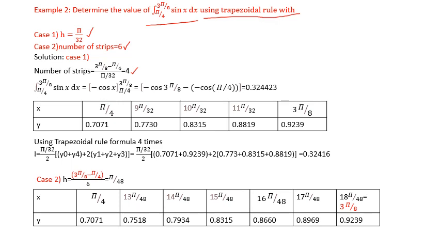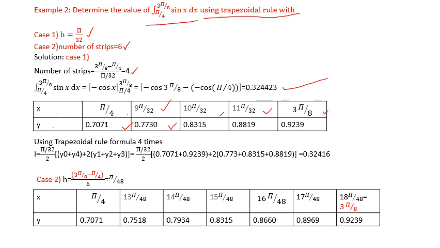The analytical solution for this answer is 0.32443 because the function is quite simple to evaluate as an integral. So x and y need to be plotted. It starts with pi by 4. So sine pi by 4 is 0.7071. Sine of pi by 4 plus pi by 32, that is 9 pi by 32, so sine 9 pi by 32 is 0.7730. Likewise, you need to evaluate it at different intervals.